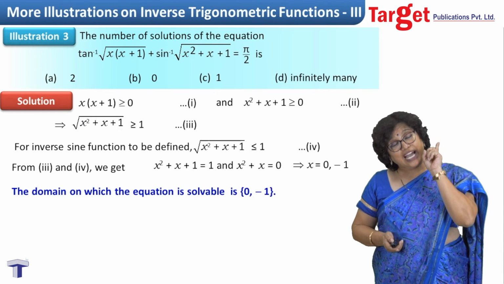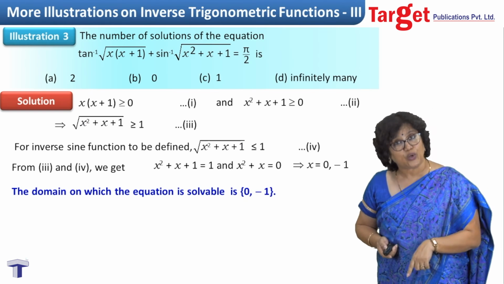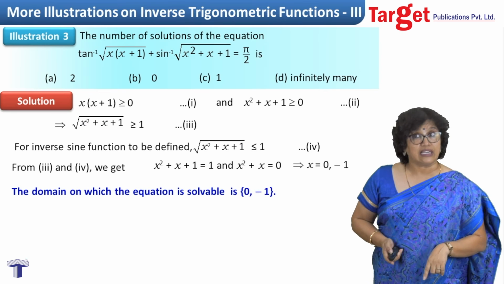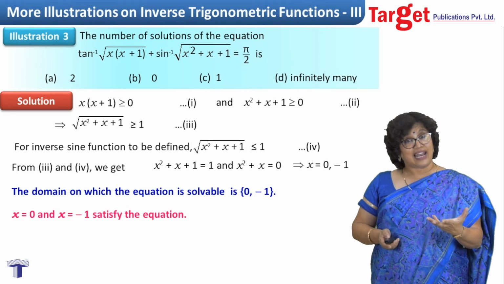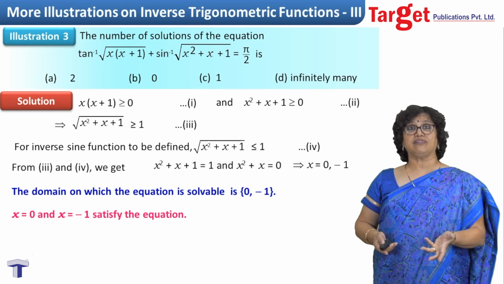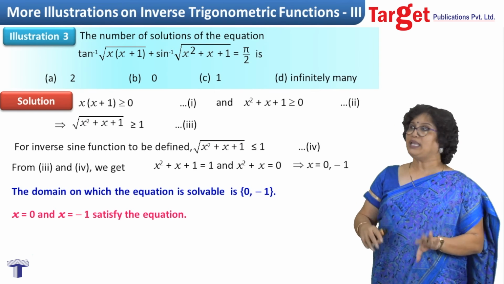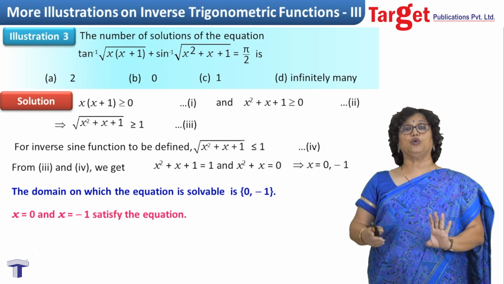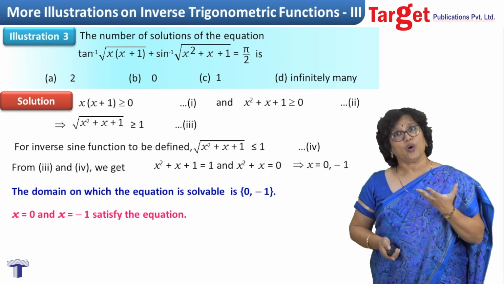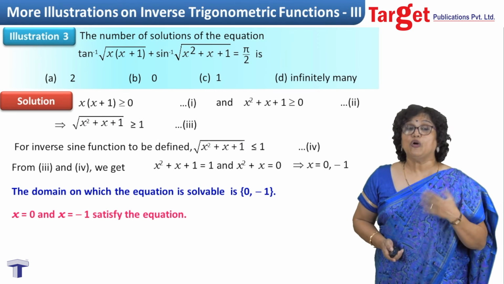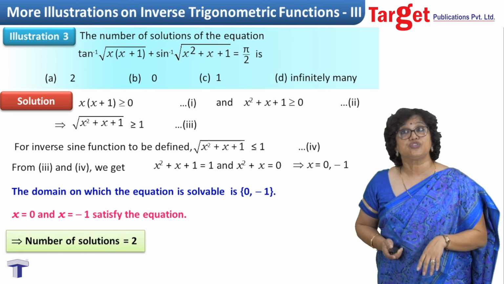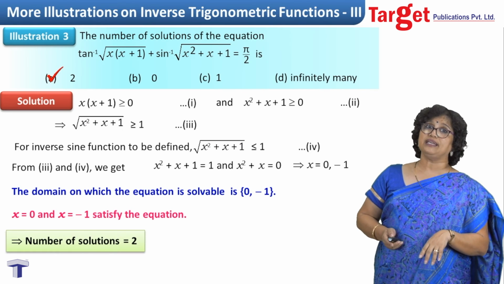That we try to actually substitute x equal to 0 and x equal to minus 1 in the equation and check, and we realize that both satisfy the equation. Means domain was nothing but set containing 0 and minus 1, and solution set also turned out to be nothing but set containing 0 and minus 1. So how many solutions does the equation have? It has two solutions. So the correct option is A.